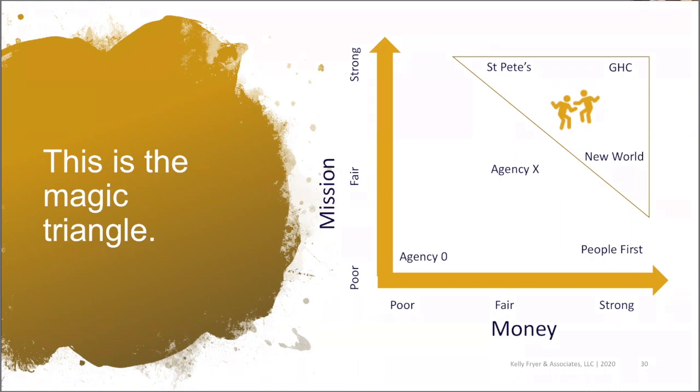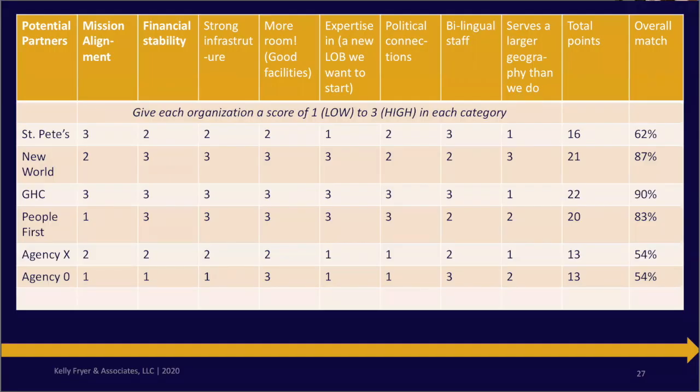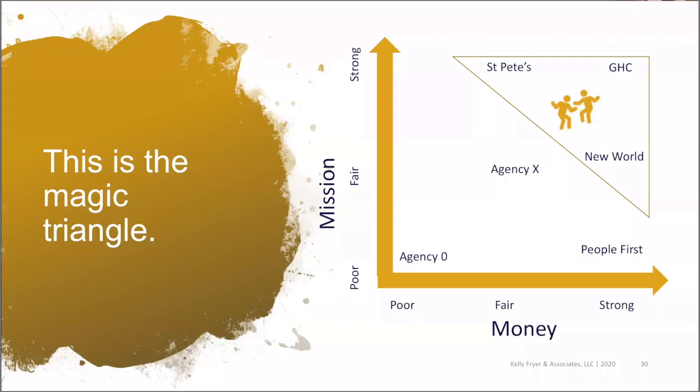Some of the organizations, People First, for example, they're strong in financial stability, but they're really weak on mission alignment. They fall outside of that magic triangle. Agency 0 is weak on both mission alignment and financial stability. So you can see they're outside of that triangle as well.